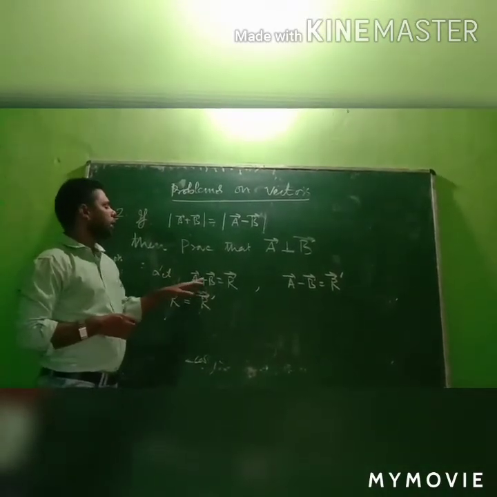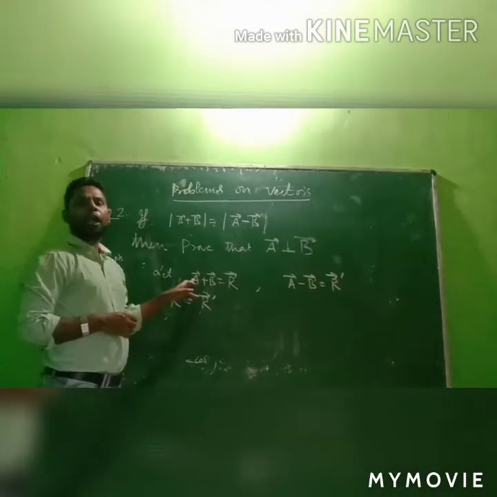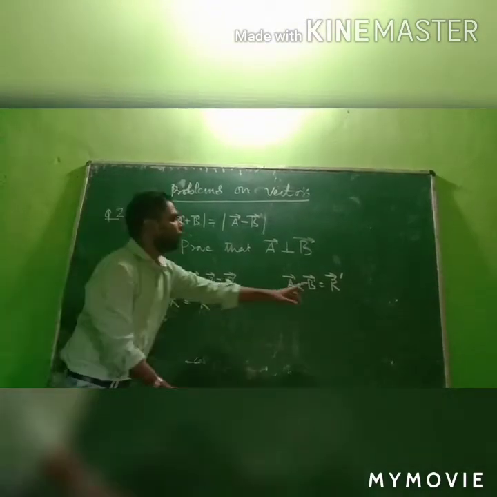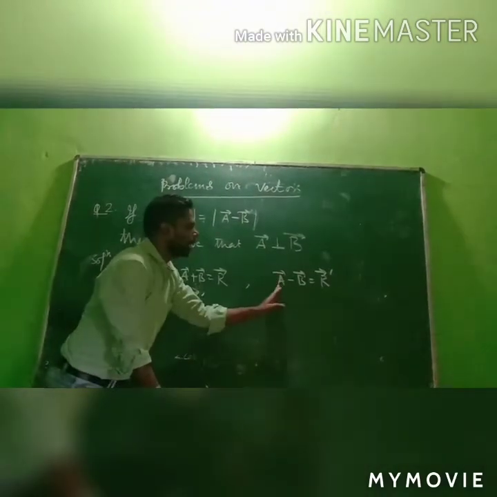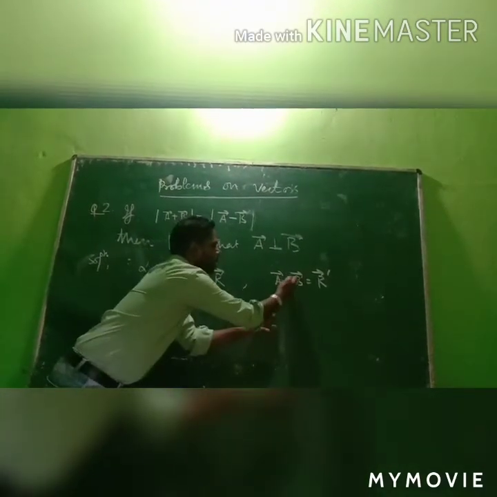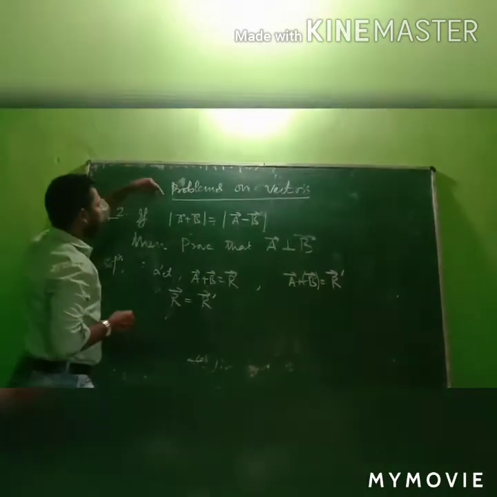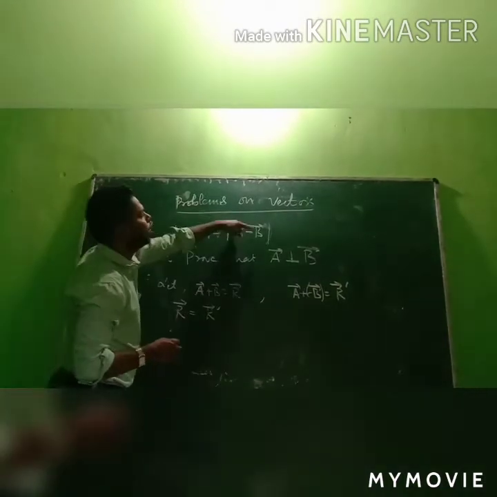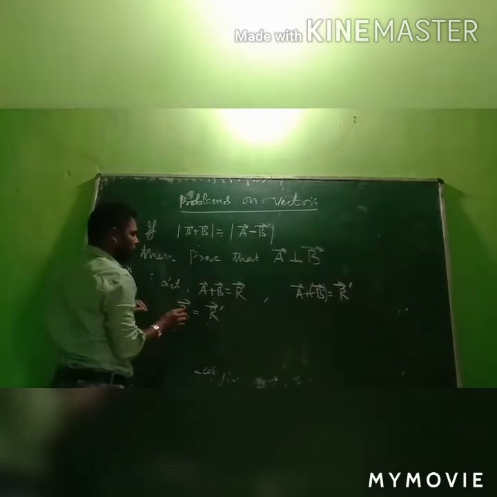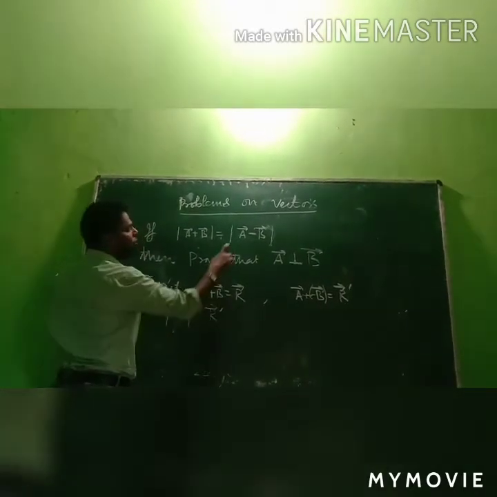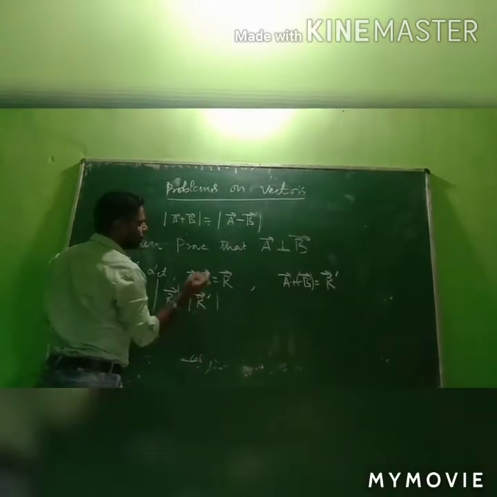You can suppose A plus B to be R, because R is the resultant vector and their components are A and B. Similarly, R dash is the resultant vector of A minus B. So what is given in the condition? Modulus of A plus B equals modulus of A minus B. So in place of A plus B you can write R. So modulus of R equals modulus of A minus B, that is R dash vector.